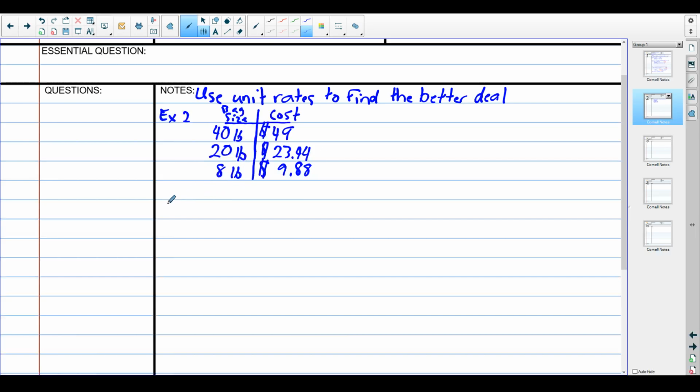So our question we would ask ourselves is, which bag has the lowest cost per pound? Which bag has?